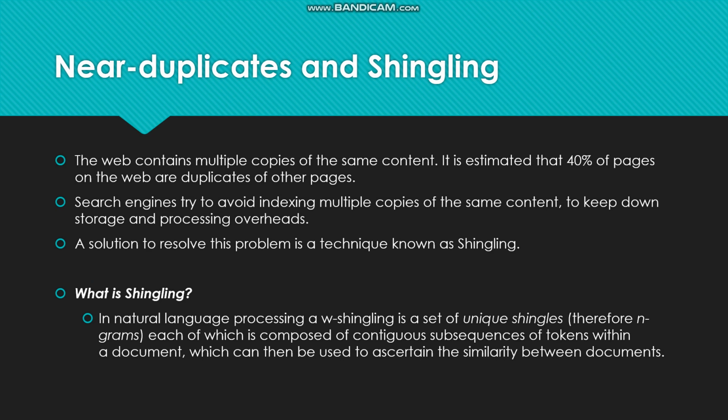So, near duplicates and shingling. The web contains multiple copies of the same content, which leads to the issue of duplication. It is estimated that 40% of web pages are duplicates of other web pages. The search engine does not index multiple copies of the same web pages in order to save storage and processing overhead. One solution for detecting near duplicates is shingling. In shingling, a set of unique shingles is maintained, each of which is composed of continuous subsequences of tokens within a document, which can be used to detect similarity between the documents.